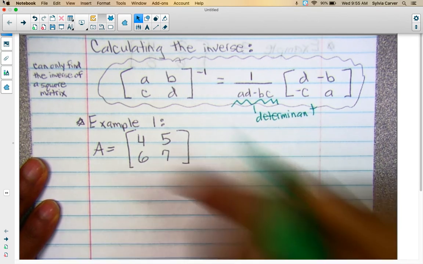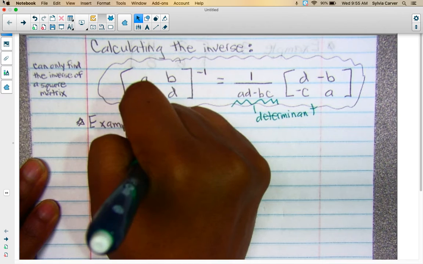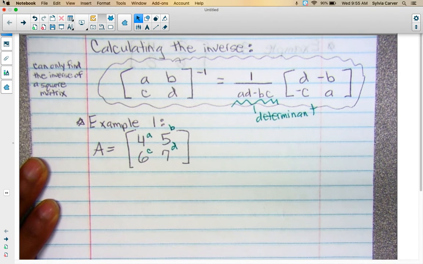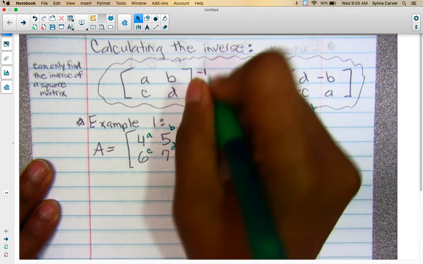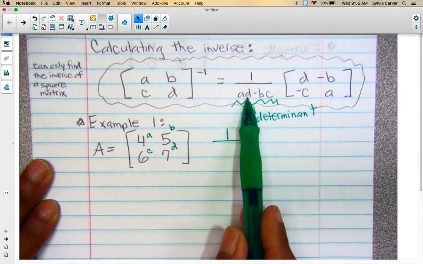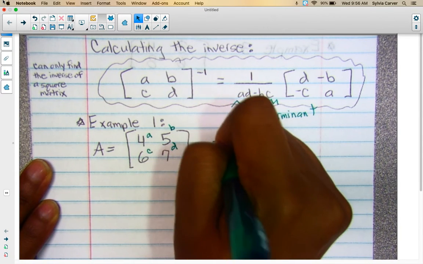So here we go. If you need to label that this is A, B, C, and D, there's nothing wrong with that. Nothing wrong with you labeling your variables so you can see where they go in your formula. So we're going to do 1 over the determinant. It says to do A times D. So that's 4 times 7. That's going to give me 28.